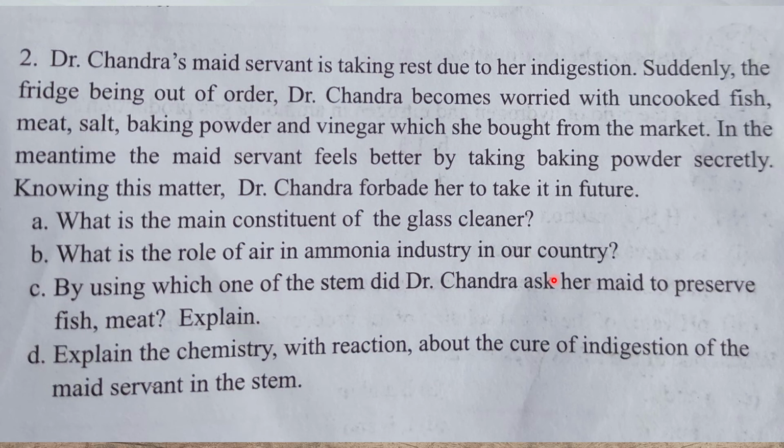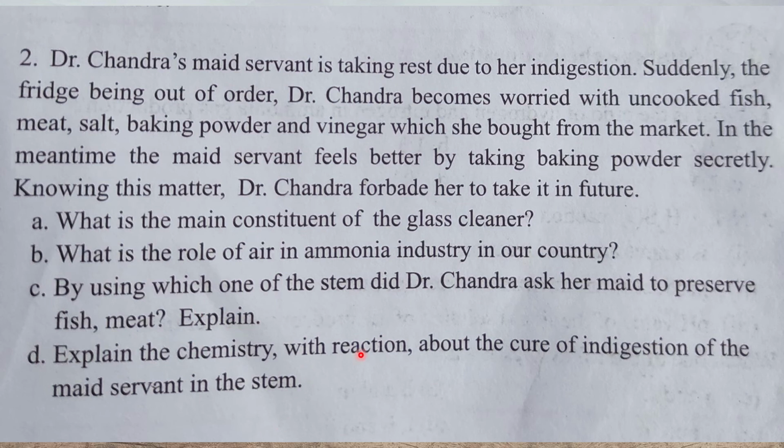In our country, in the ammonia industry, ammonia is produced by the reaction of nitrogen and hydrogen, where you know that in air there is 78% nitrogen. So nitrogen is collected from the air. So in the ammonia industry, the role of air for the production of ammonia is immense.